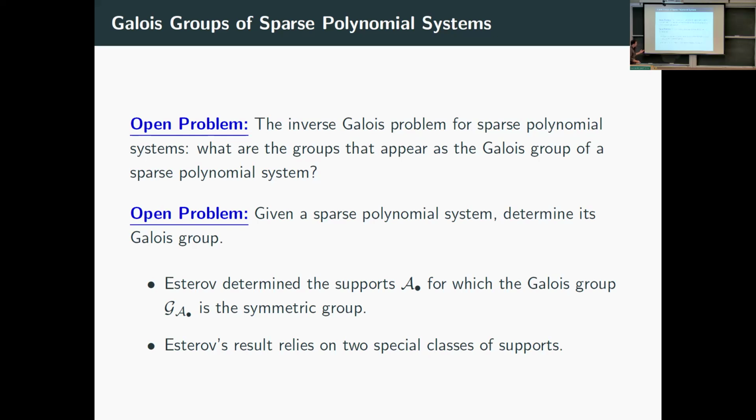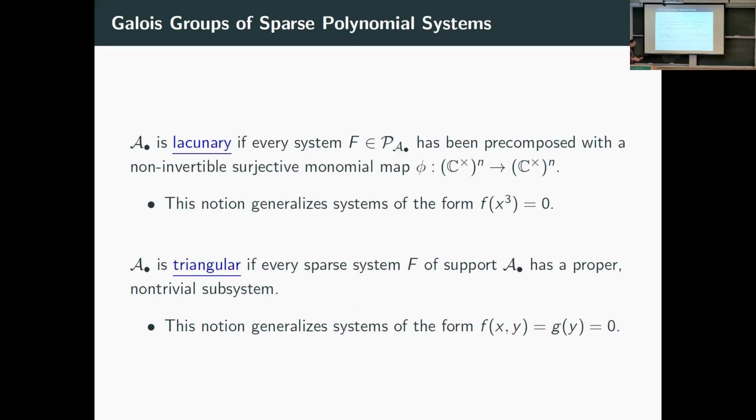To understand this, we need two special classes of supports, which you might be able to guess from the things on the board over there. These are very informal definitions. If you want formal definitions, you should read some papers. Otherwise, if we have a set of supports, we'll call it lacunary if any system of that support has been precomposed by some monomial map. So in this example, we have the system G. The support here is just the set 0, 1, 2 for the monomials 1, x, x squared. And the system F down here would have support 0, 3, 6, and it has been precomposed with the map x goes to x cubed.